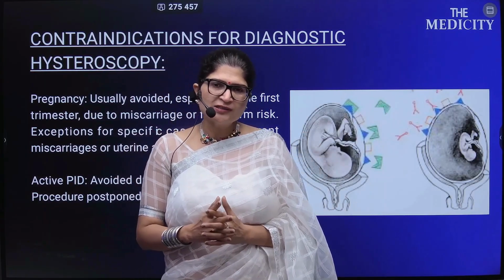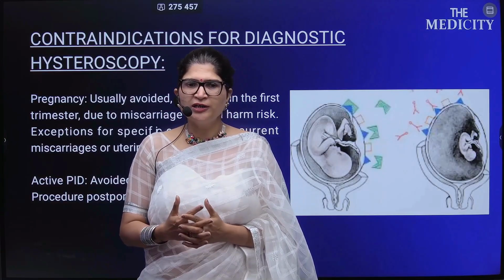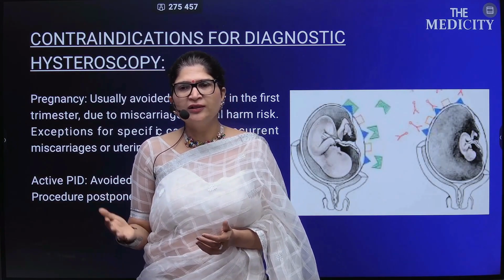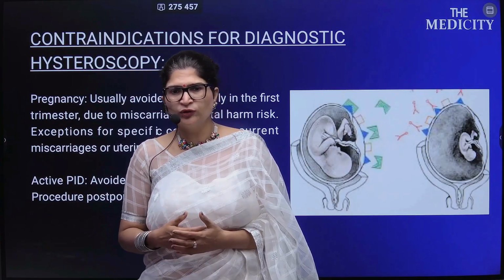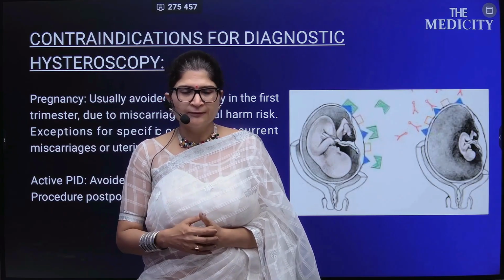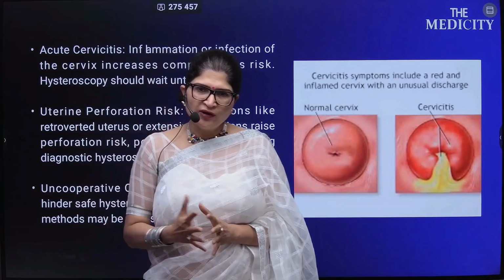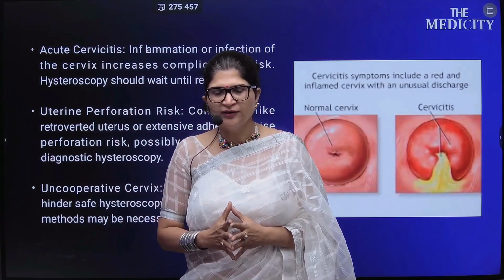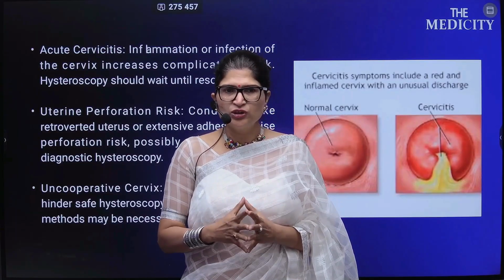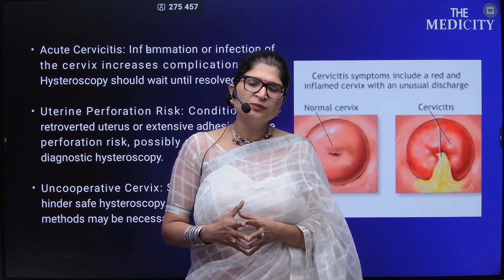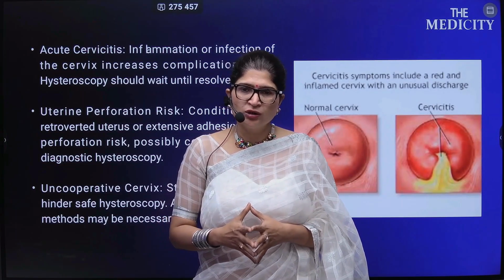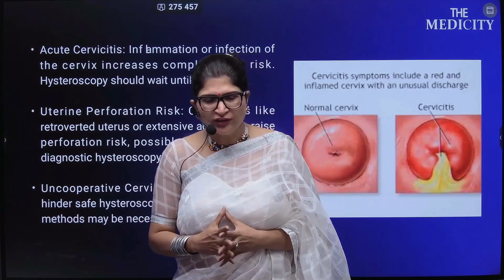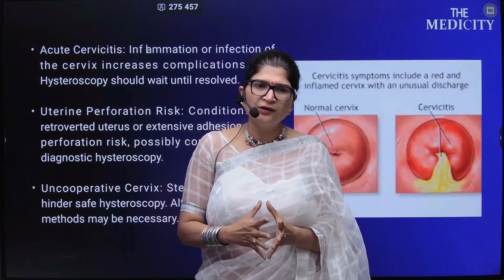If the patient is having an active infection or PID, hysteroscopy is avoided. First, the infection is treated, and then we can plan the patient for hysteroscopy in the second sitting. When we talk about infection or PID, there is another type of infection which is acute cervicitis. If it is present, there is an inflammation or infection of the cervix. It might increase the chances of complication. Hysteroscopy should be waited until it is resolved. We have to treat cervicitis first and then we can plan hysteroscopy.